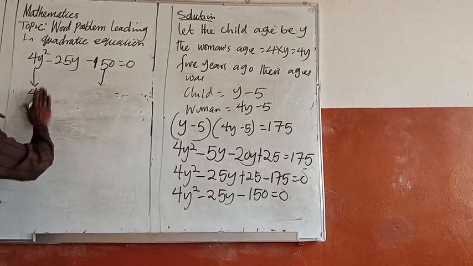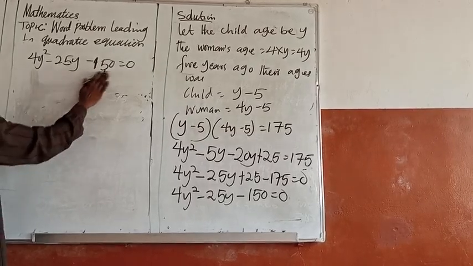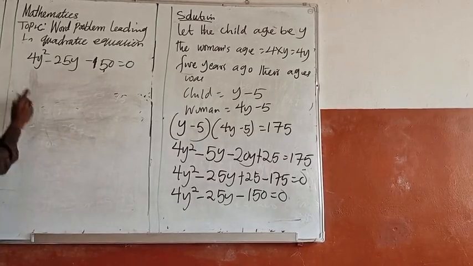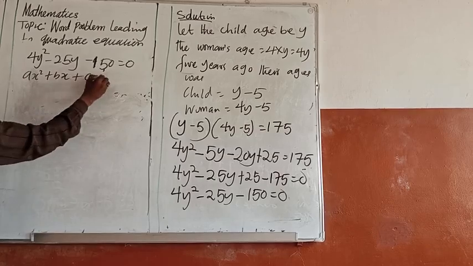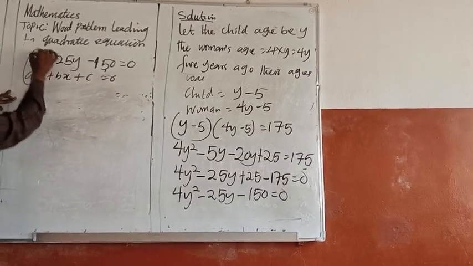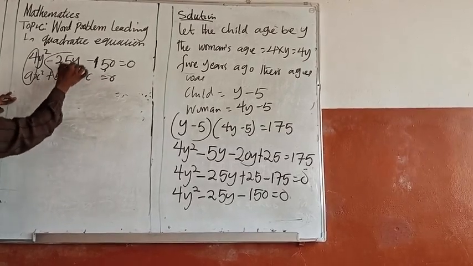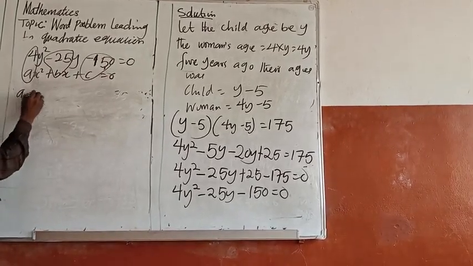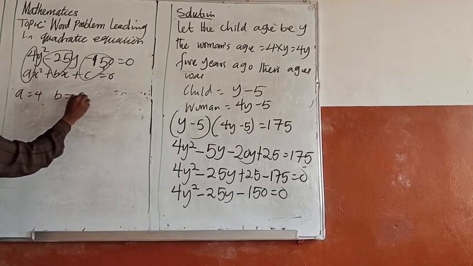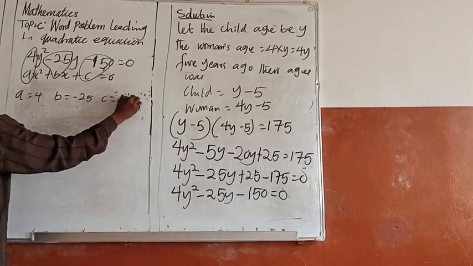Since that is giving us a problem, we can use the general formula method by comparing this with AY squared plus BY plus C is equal to 0. Our A is equal to 4. Our B is equal to minus 25. Our C is minus 150. So our A is equal to 4, B is equal to minus 25, and C is equal to minus 150.